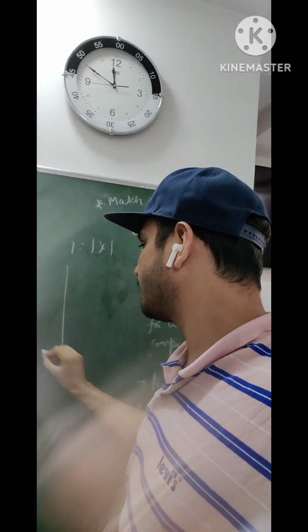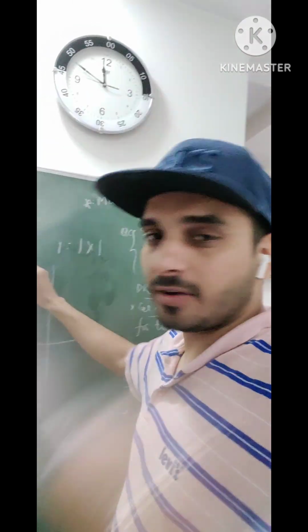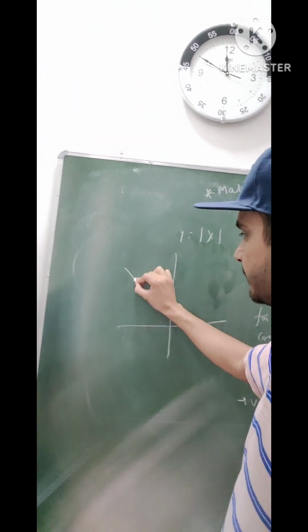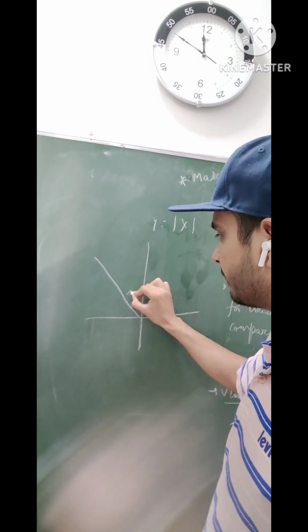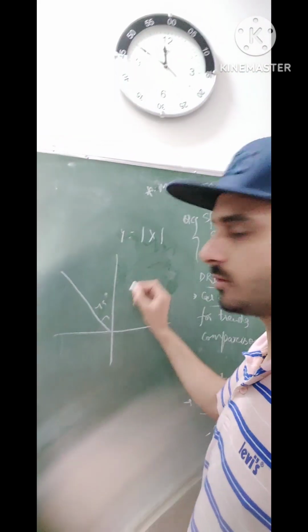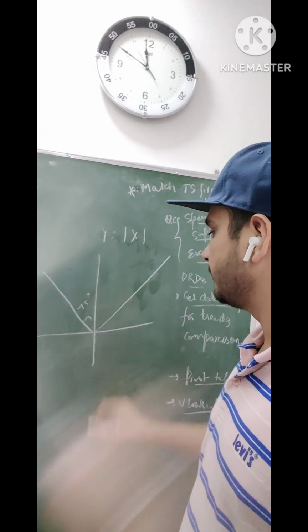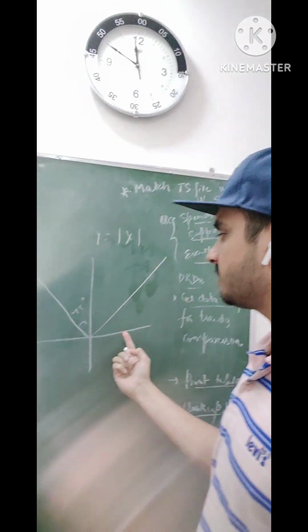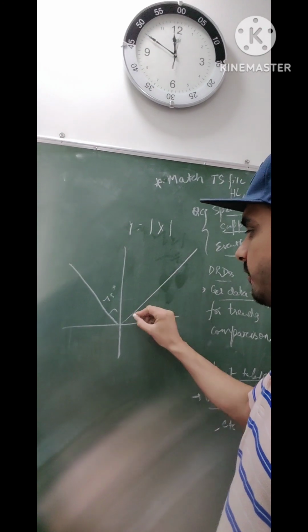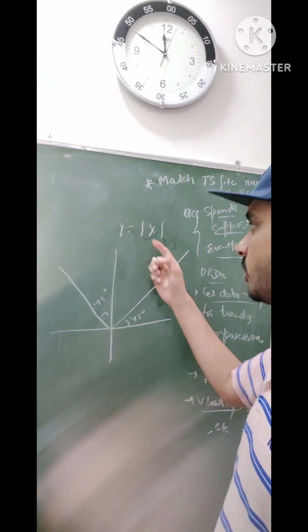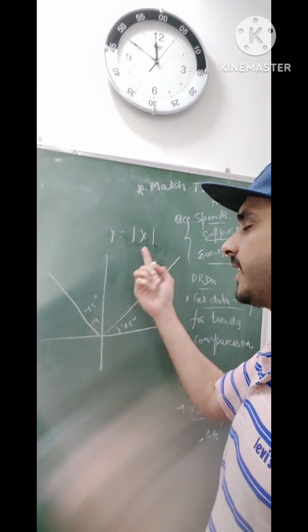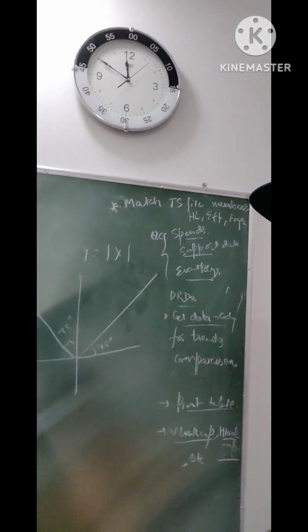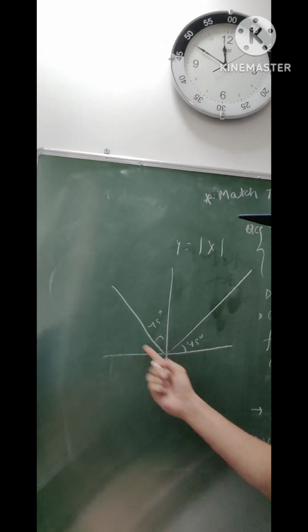Right. So it's not hard to imagine that the graph of the function would look like this. 45 degree, because it is y equal to x only, right? So for negative values of x, y will be positive. For positive values of x, y will be positive. And it will be 45 degree. It is not 2x or 3x or half x. It's y equal to x, right? So since it is modulus x, that's why it will be like this.